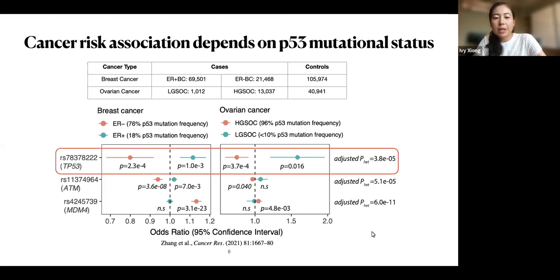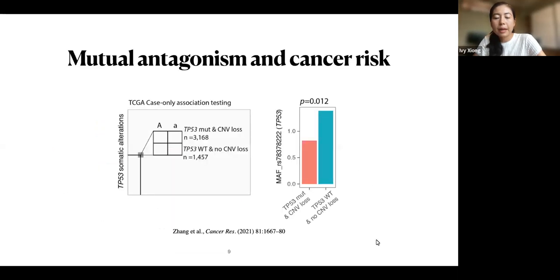So this is suggesting there is a mutual antagonism between this genetic variant and the somatic mutational status of PP3. And we validated this by looking at cases in the TCGA cohort, stratifying tumors based on their mutational status. And again, we find there is a trend of correlation. So this variant C is enriched in cancers with wild type PP3 and no copy number loss.